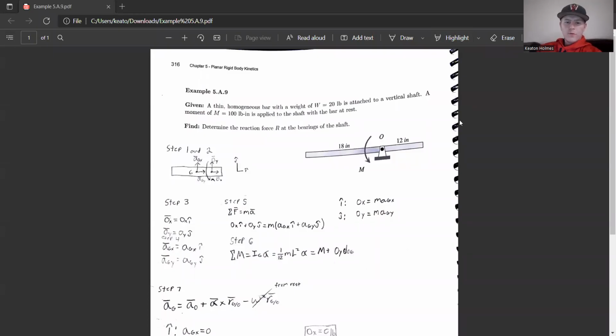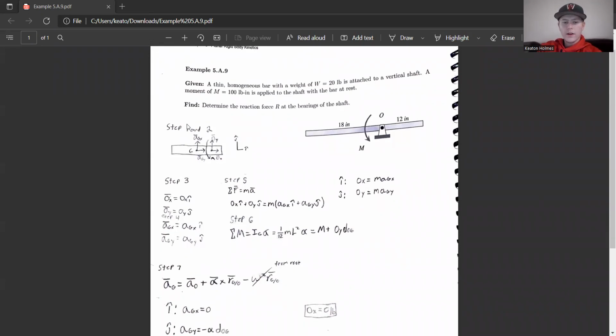So I did example 5.a.9. The given is a thin homogeneous bar with a weight of 20 pounds attached to a vertical shaft. A moment of 100 pounds per inch is applied to the shaft when the bar is at rest. What we're trying to find is the reaction forces at O, so OY and OX.